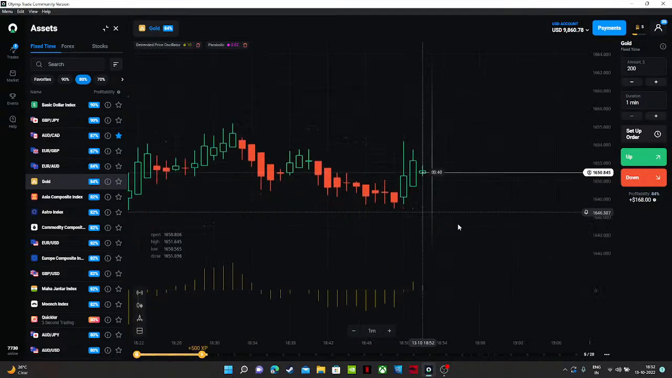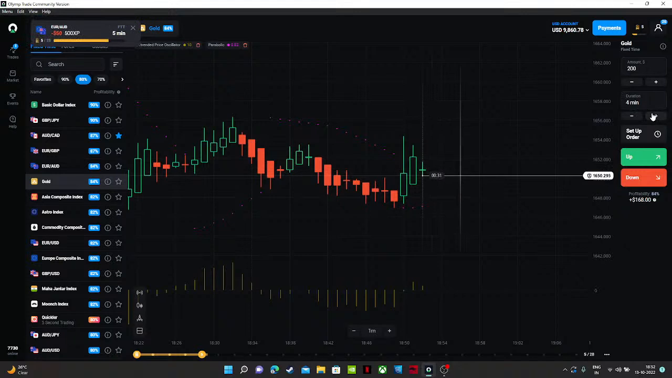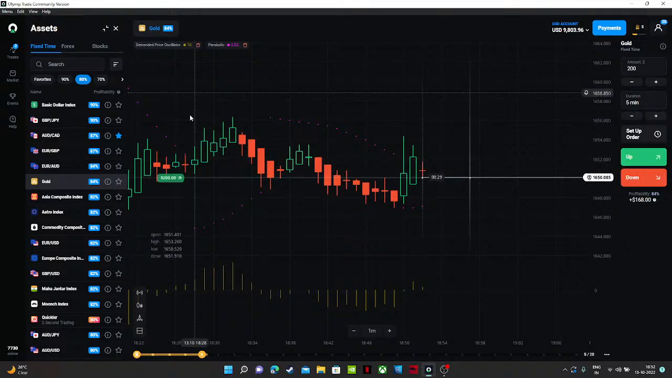Here also the parabolic dot has shifted below the candle. The DPO is above the zero line and the Heikin-Ashi candle has changed its color. So we can enter into an upside trade here.